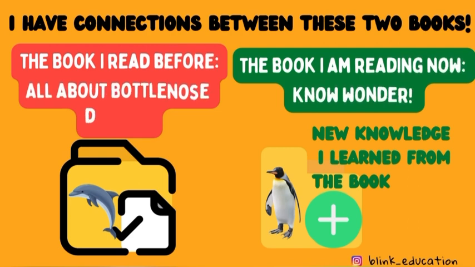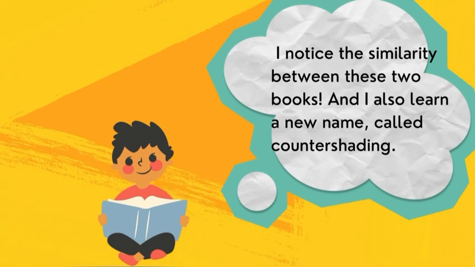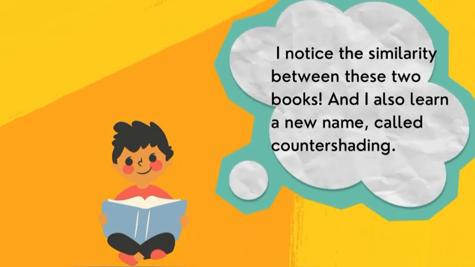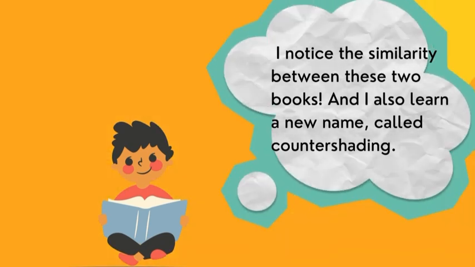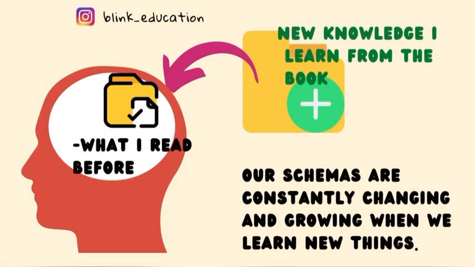I have connections between these two books. The book I read before, All About Bottlenose Dolphins, and the book I'm reading now, No Wonder. I noticed the similarities between these two books, and I also learned a new name called counter shading. Our schemas are constantly changing and growing when we learn new things. When I read about bottlenose dolphins, I didn't know what type of camouflage it was. But when I read the second book about penguins, I learned that it's called counter shading.